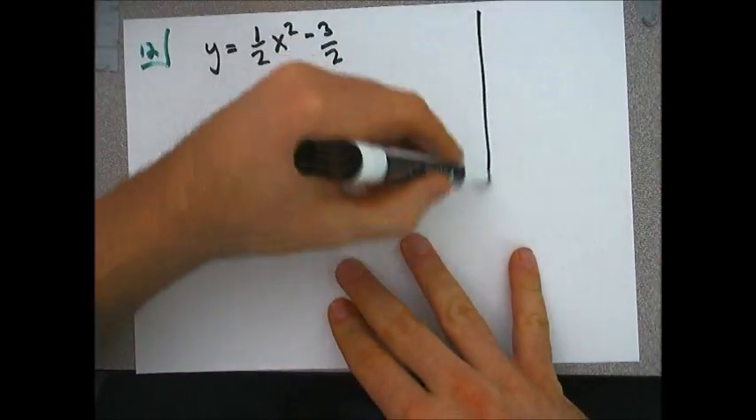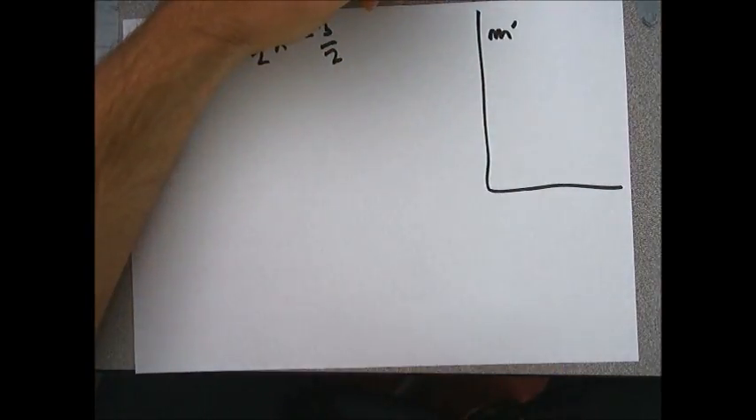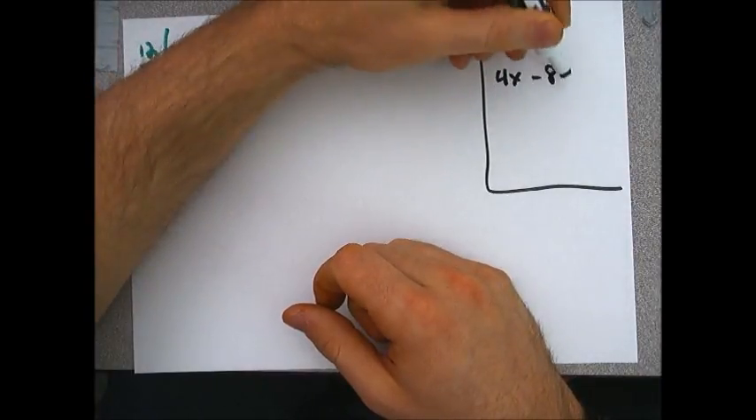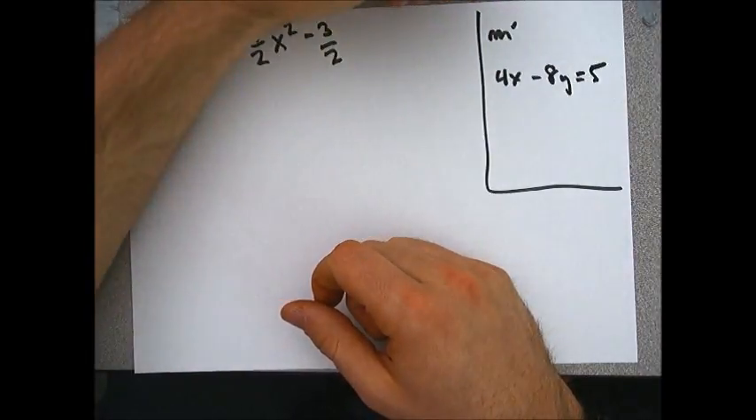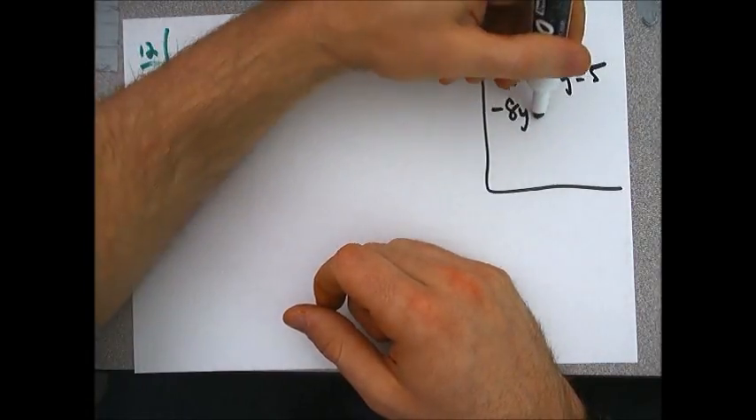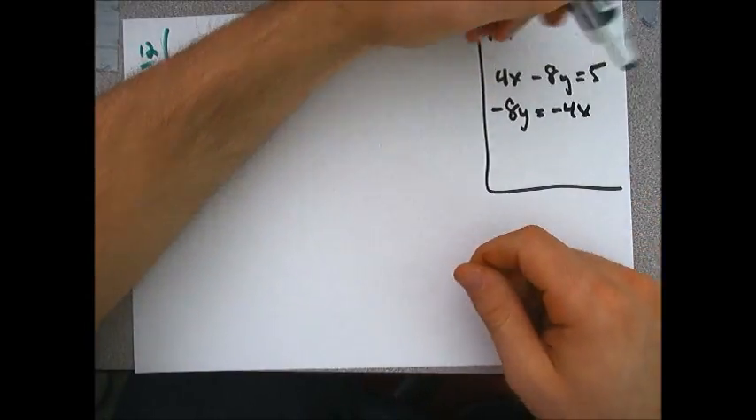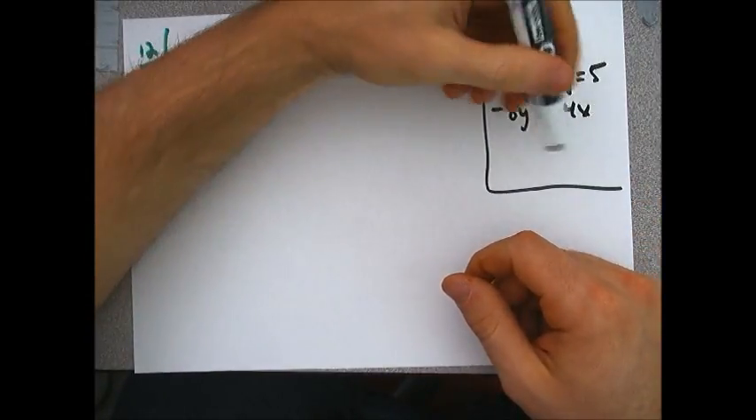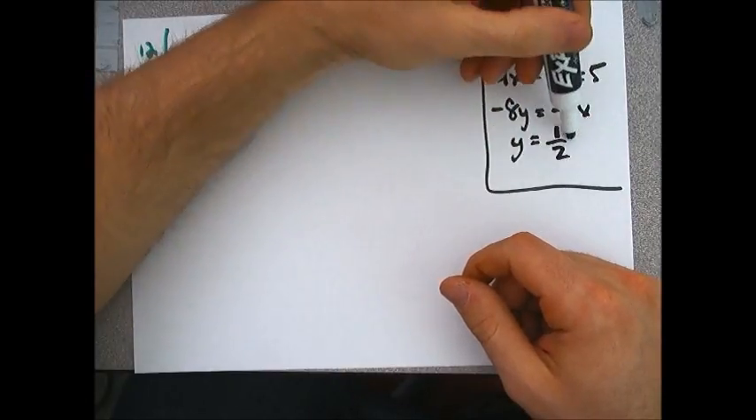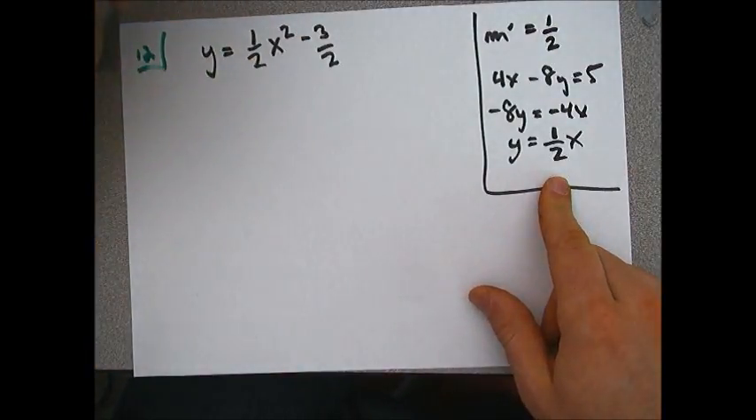So I'm going to go off to the side. I know that my tangent slope will be the same as whatever the slope is of 4x minus 8y equals 5. I want to find this one's slope. Subtract the 4x: negative 8y is equal to negative 4x. I don't even care about the 5. That's not going to determine the slope, right? Divide by negative 8. y is equal to positive 4 over 8 x, positive. So I know I want my tangent slope to be positive 1/2.